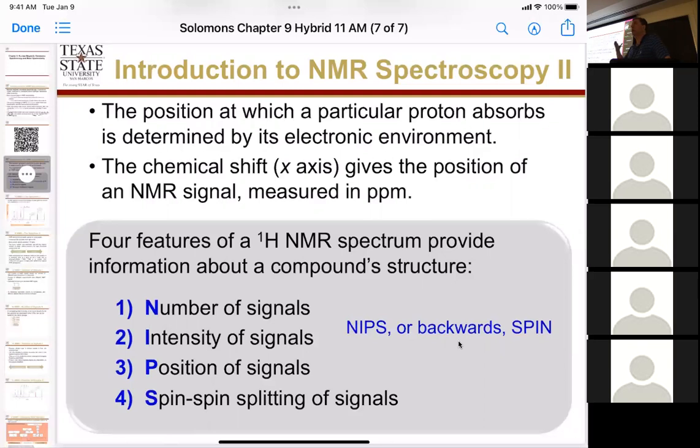You'll be able to say yes, yes, no, no, yes, because it has to do with some of them. You don't even have to use all of them. Sometimes you can just use the number of signals. Sometimes you can just use intensity, but most of the time it's going to be spin-spin coupling that helps you the most. So that's what you're going to look for.